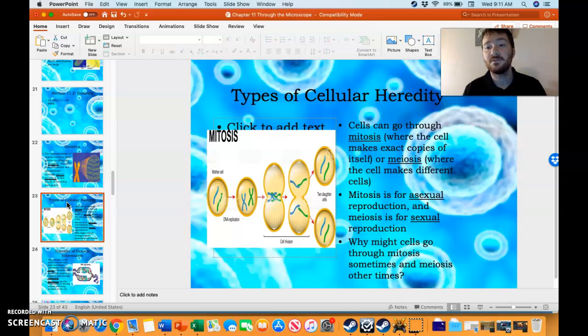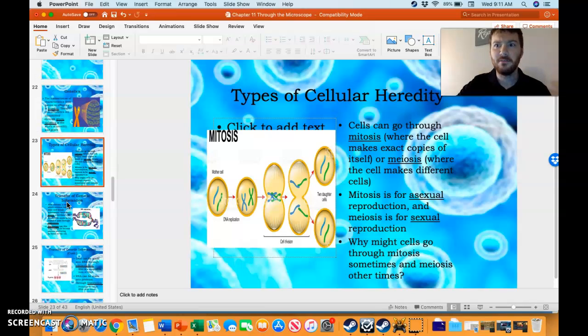So mitosis would be useful if you're making another heart cell from your heart. Meiosis would be useful if you're creating a different human. You don't want to be an exact genetic replica of your parents. That wouldn't be too good. You'd look in the mirror and be like, Dad? Or Mom? It'd be kind of weird.